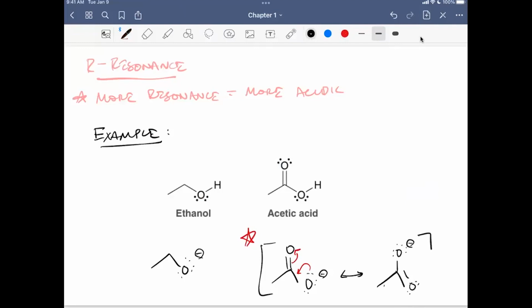I'll show all the lone pairs. So this has two resonance structures, right? We have two resonance structures. This one, can you do any resonance? Let's see if there's any plausible resonance that we could do.